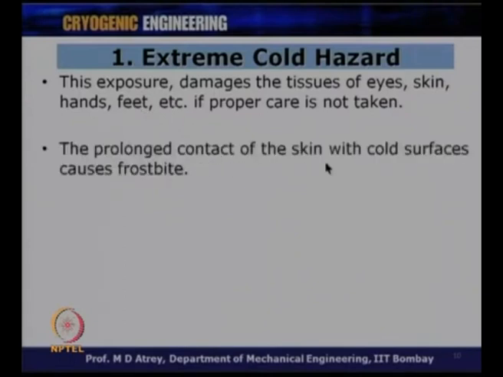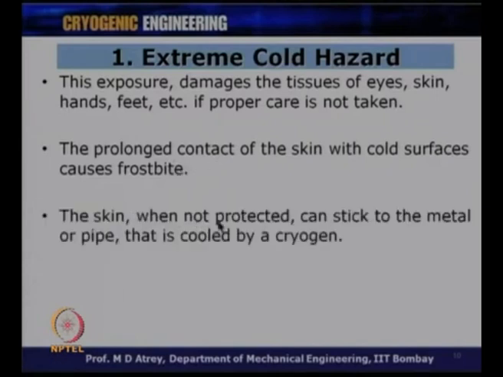The prolonged contact of the skin with cold surfaces causes frostbite. As I just told you, if you walk for a long time in icy conditions, for a day or 2 days, at 0 degrees centigrade for example, what will happen? The veins carrying the blood will get blocked. They will get contracted, and therefore there will not be flow of blood to those particular parts, especially the parts away from the heart, for example hands, legs and feet. Similarly, if your skin gets subjected to such cold temperature for a long duration, your veins and arteries can get blocked, it can get choked, and therefore the flow of blood will not be there to that particular part. It can result in frostbite, which is very, very dangerous.